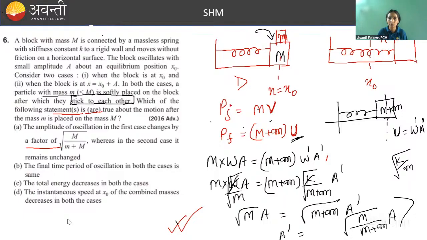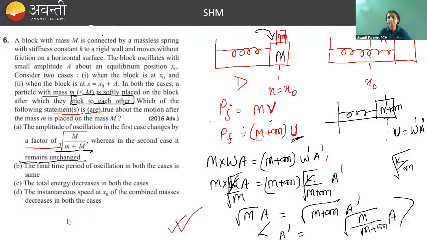So definitely the amplitude will change in the first case, and it will change by a factor of this, A into this, right? So that is correct, I feel like. Whereas in the second case, it remains unchanged.